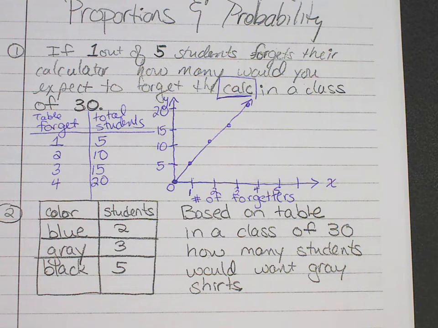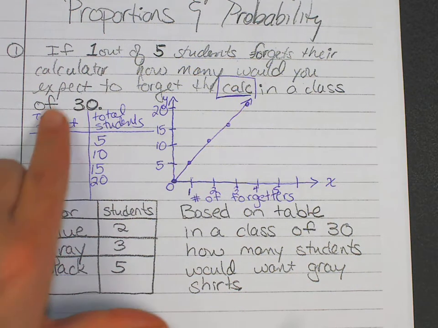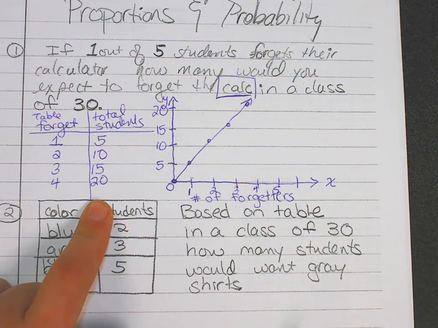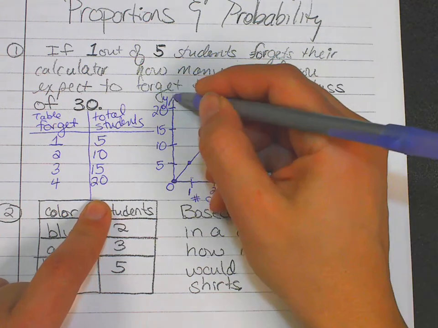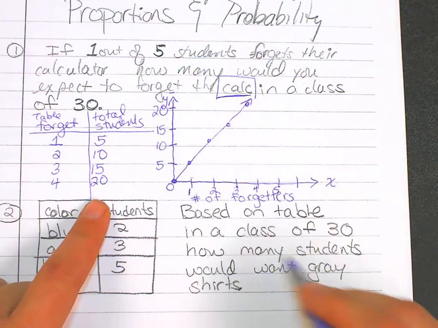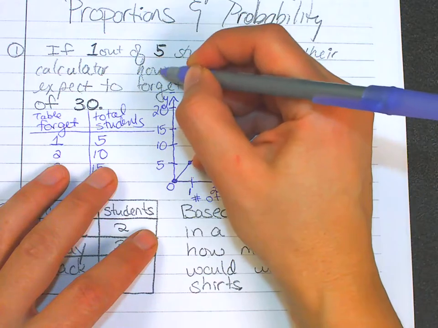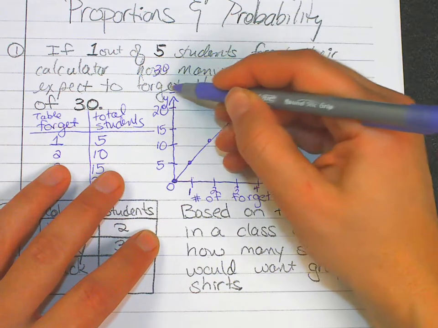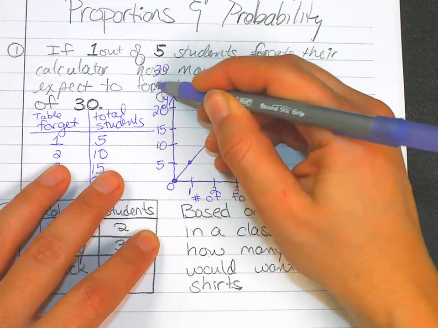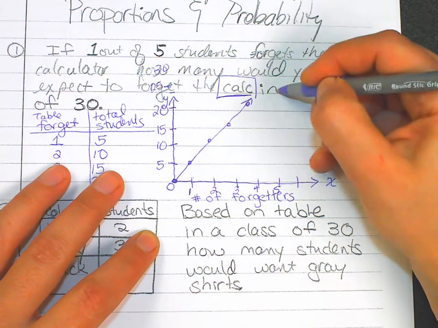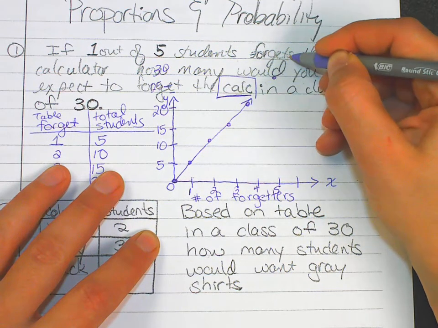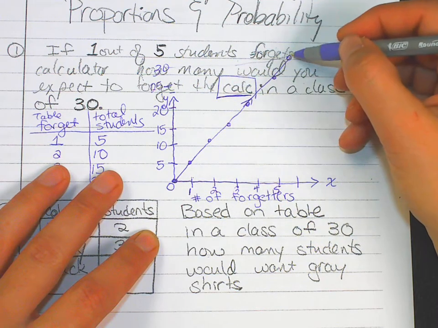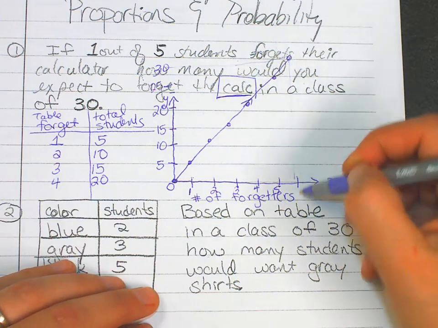So I want to know, what can I expect in a class of 30? Well, I didn't get to 30 yet. If I was to continue this, the next one would be 25, and 30 would be up here in the middle of my words. Oh well. Here's 25. So I wrote over my problem. No big deal. There's 25 and then 30. So if I continue this, 30 looks like it would go with 6.